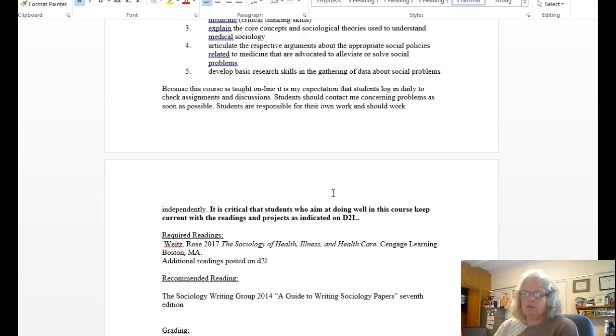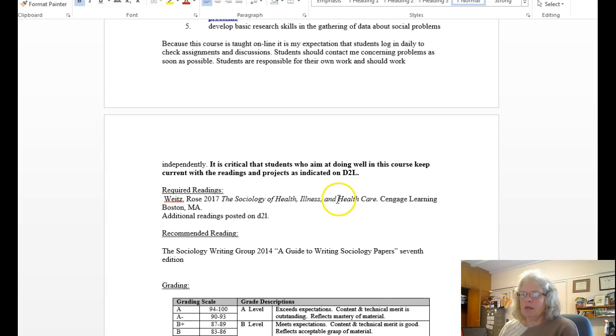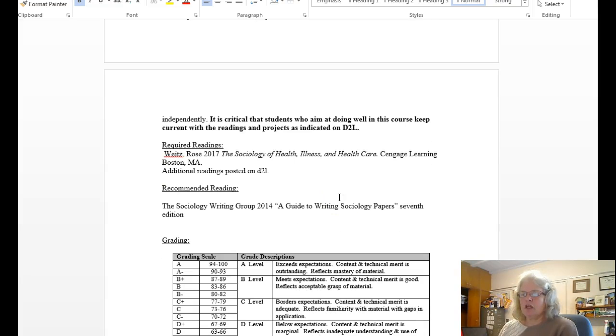The book we're using for this course is Rose Weitz's The Sociology of Health, Illness, and Health Care. This is a brand new textbook. It was just published in January. And the reason we are using this most current text is, as I mentioned before, the new Affordable Care Act, as well as some of the things going on with medicine, which is rapidly changing.